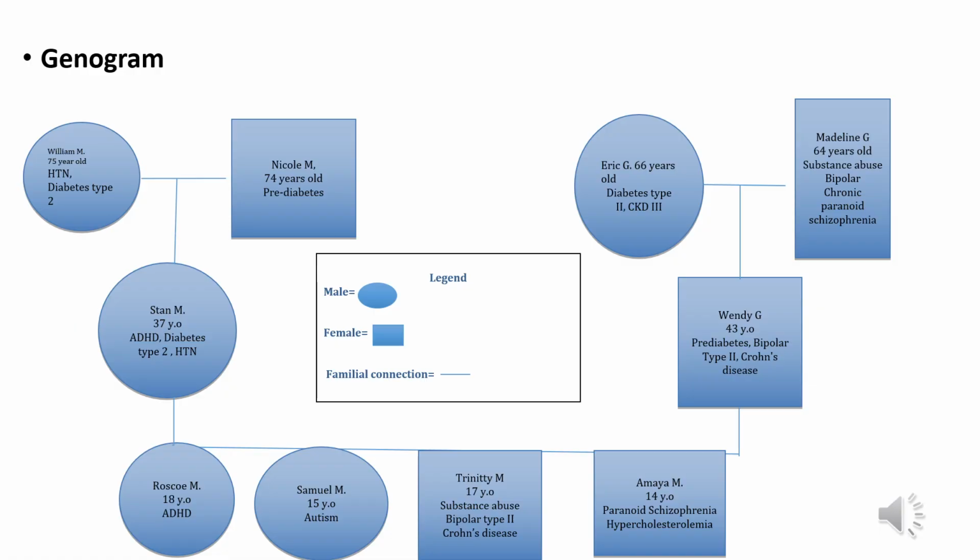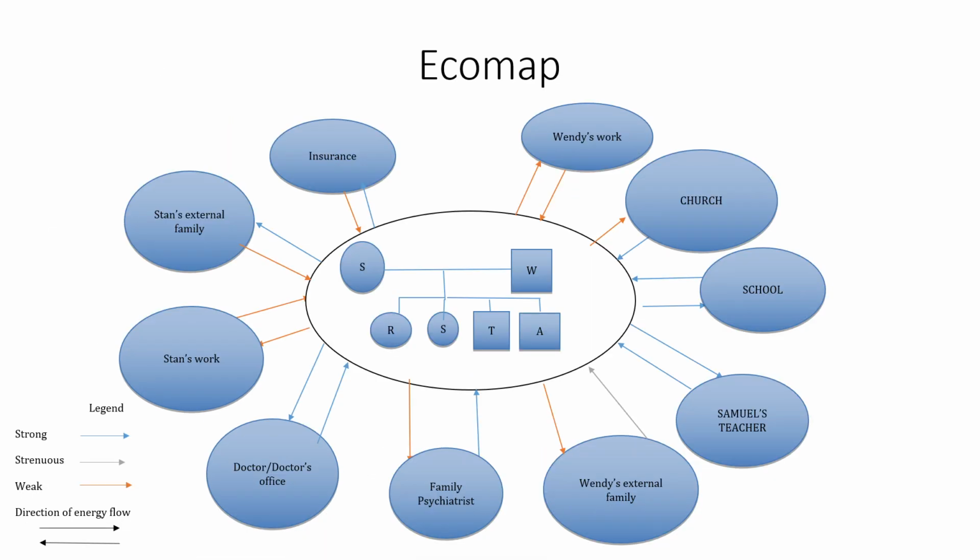Attached is the genogram for the family. The attached eco map of the family can show various stressors, and things such as Wendy's work, external family, as well as strong relationships, and strenuous relationships. The arrows mark the direction of flow as it affects the family.